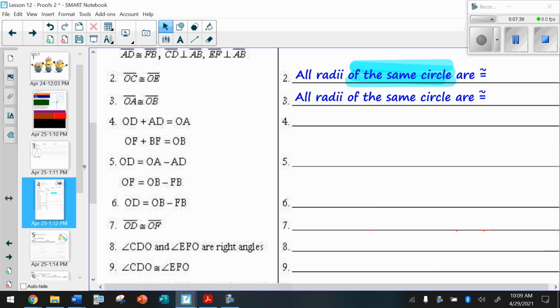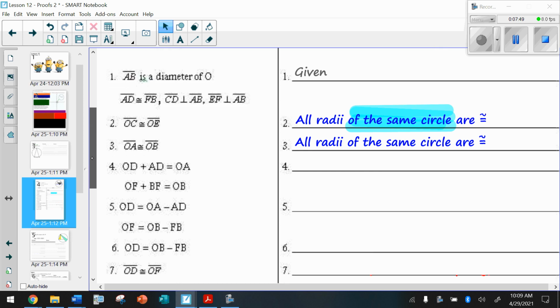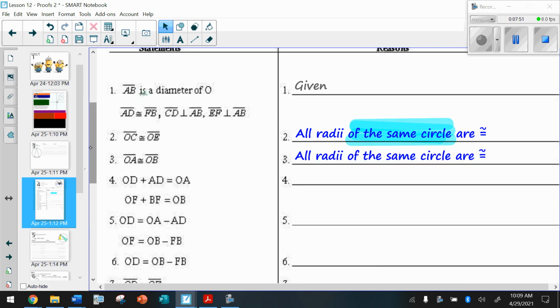Next, piece OD plus piece AD equals the full segment OA. When you take the two parts of a segment and add them together to equal the full segment, do you remember what that is? Yes, that is correct. I heard someone say it. Segment addition postulate. That means the parts add up to equal the whole. The smaller segments added together equal the length of the whole big segment.